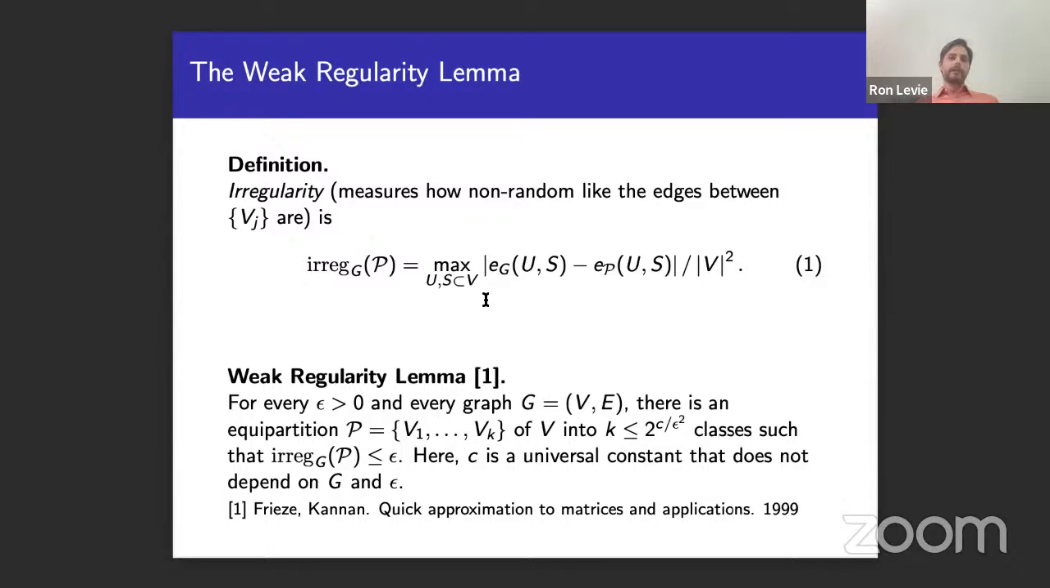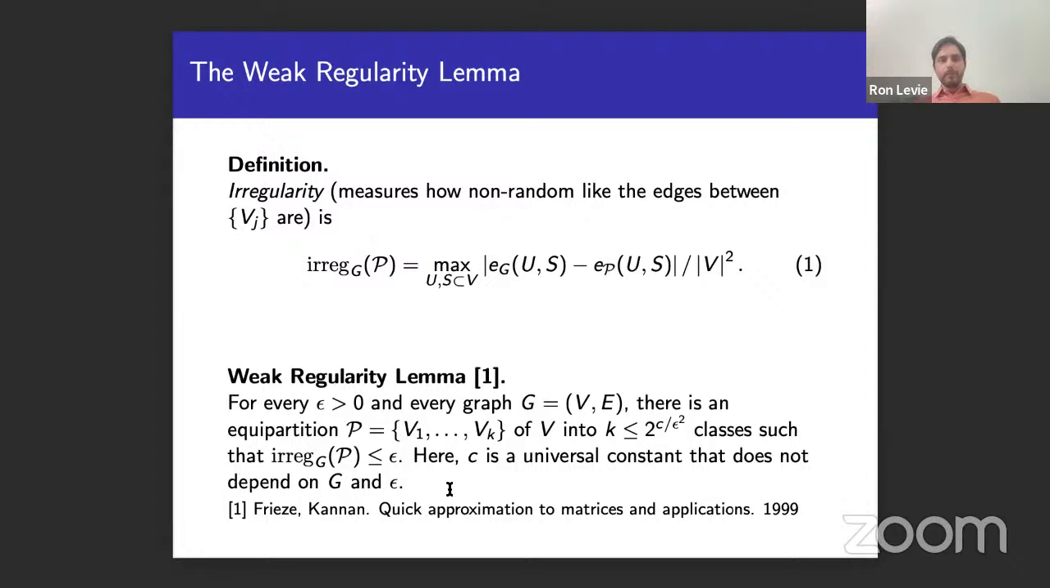And now the weak regularity lemma says that we can always find a partition in Vj such that the irregularity is small. So for every epsilon, where epsilon is going to be a bound on the irregularity, and every graph, there is a partition of the nodes into classes. The important thing is that the number of classes only depends on epsilon. It only depends on how small I want the irregularity to be and not on the graph itself, such that the irregularity with respect to this partition is less than epsilon.